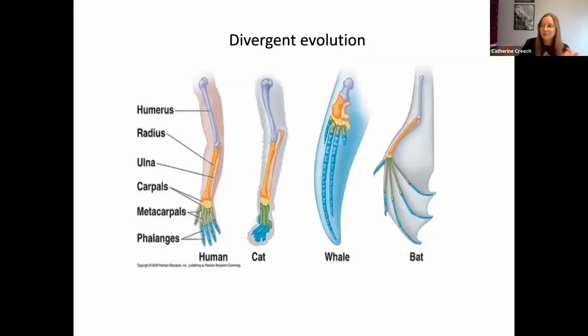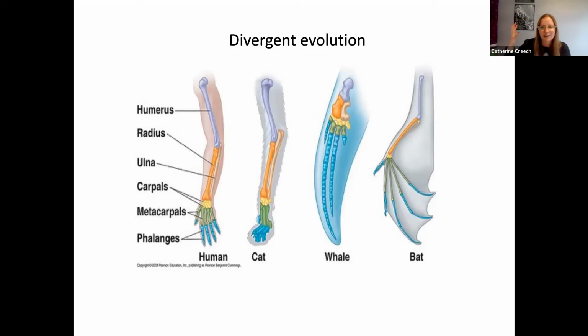Something else that I want to mention, divergent evolution is getting different body forms from the same basic body plan. We also call these homologous structures. So divergent evolution produces homologous structures. And in this, you can see that all these mammals, human, cat, whale, bat, all those creatures have basically the same body plan. One bone, two bones, your wrist bones, your hand bones, your finger bones. It's one, two, many. Even though the use is totally different.